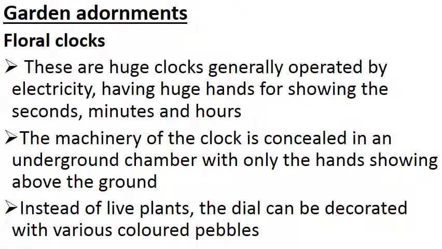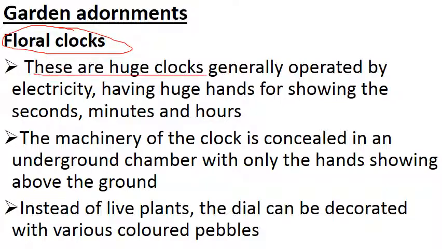There are many garden adornments which increase the beauty of a garden. We will discuss them one by one. The first one is the floral clock. A floral clock just looks like a clock. You can use flowers, you can use concrete, you can use any material to build a clock, but it should increase the aesthetic view of the garden.